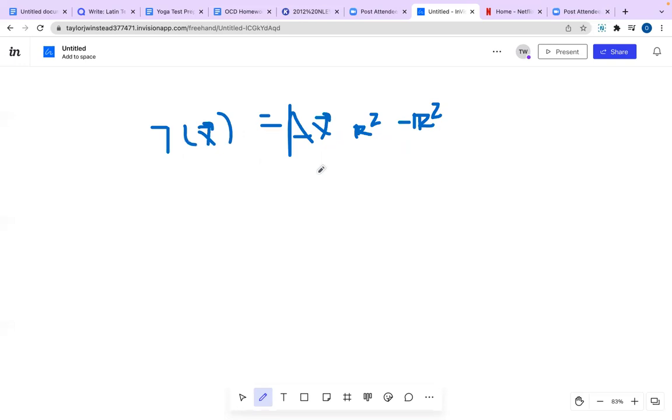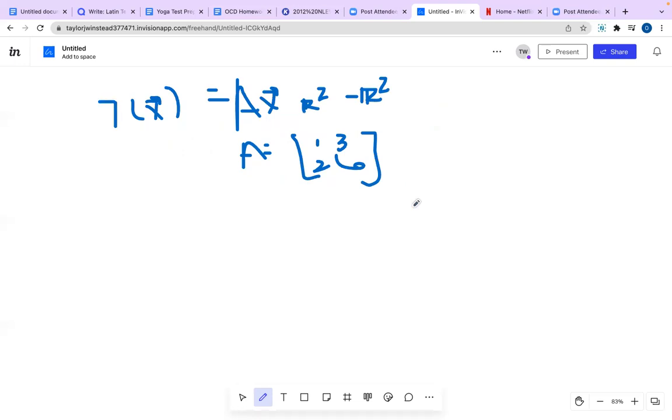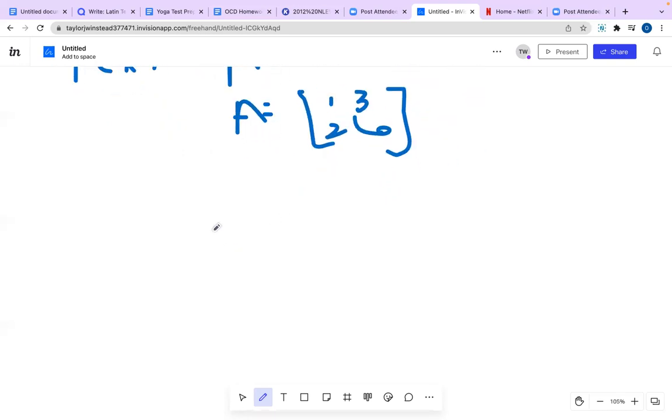But here's the difference. We're given that A is equal to [1, 3; 2, 6]. Well, here's what we know. We know that the image consists of all the values of T. Well, what would all the values of T be? Let's think about that. Let's plug in what we know.